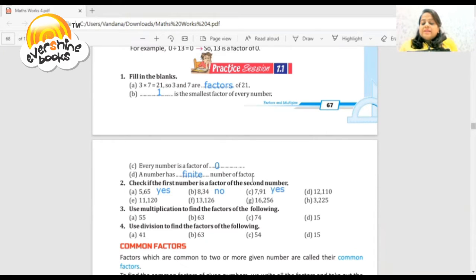Okay, 91 is easily divisible by 7. So write your answer: yes. Here you will write no, because 112 is not divisible by 12.